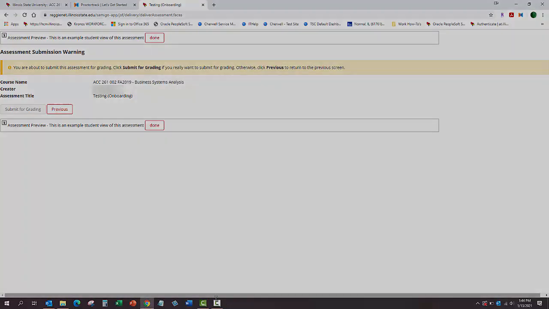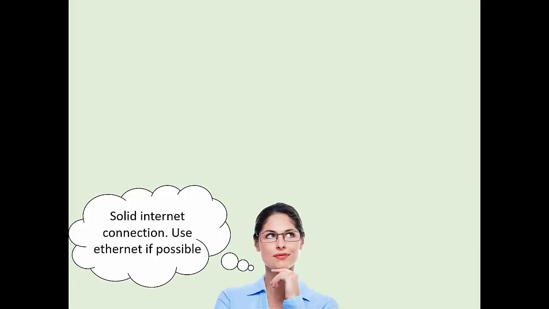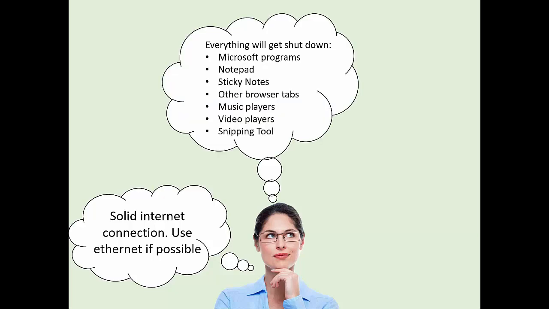Here are some tips to keep in mind as you take your onboarding exam. Make sure you have a solid internet connection. If possible, use Ethernet to remove the risk of losing wireless access in the middle of the exam. Everything will get shut down while the onboarding exam is being taken. Make sure to save everything you have open just in case the program is shut down. Some examples of programs that get shut down include the following: Microsoft Programs, Notepad, Sticky Notes, other browser tabs, music players, video players, and the snipping tool.